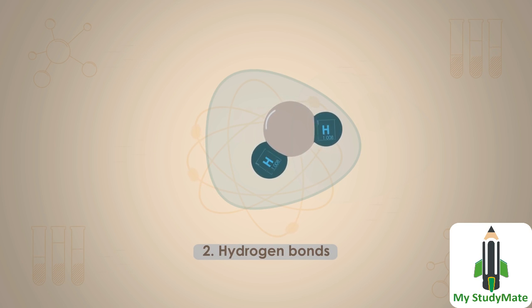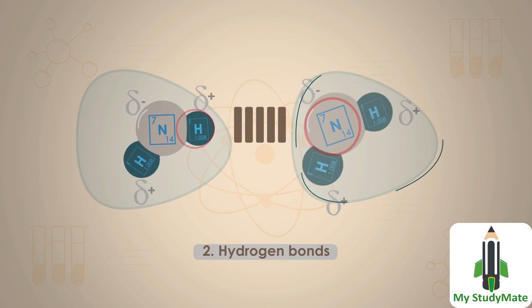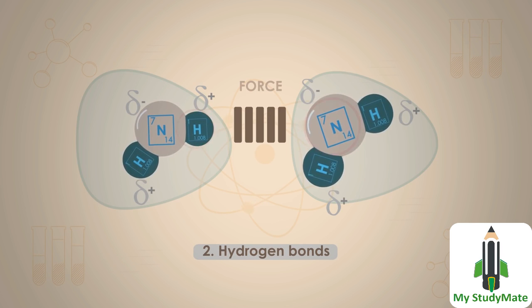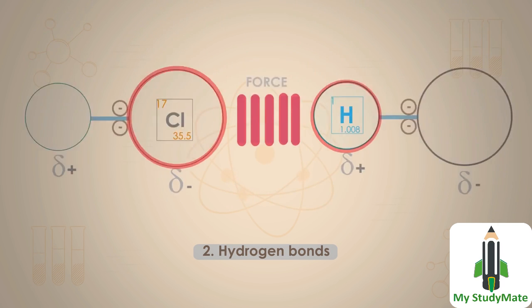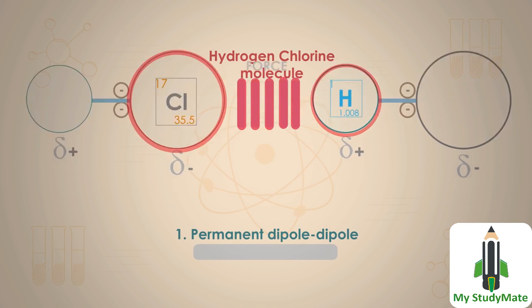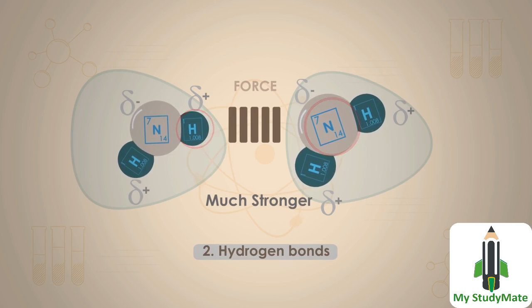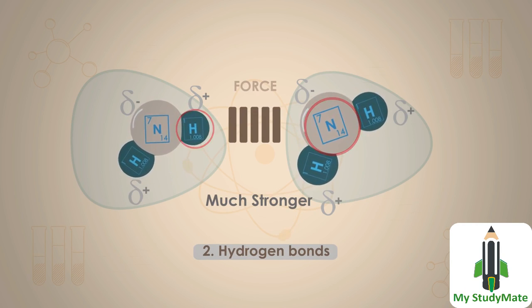The permanent dipole in a covalent bond between a hydrogen atom and a fluorine, oxygen or nitrogen atom is particularly strong. Thus, the attraction between the electron deficient H delta positive of one molecule and the lone pair of electrons on a fluorine, oxygen or nitrogen atom of another molecule is much stronger than the permanent dipole-dipole attraction mentioned before between two hydrogen chloride molecules. This particular type of dipole-dipole attraction between the electron deficient H delta positive of one molecule and the lone pair of electrons on a fluorine, oxygen or nitrogen atom of another molecule is given the special name of hydrogen bond.